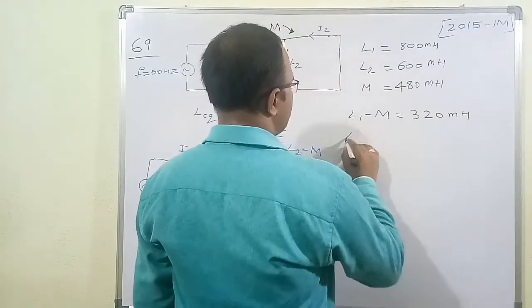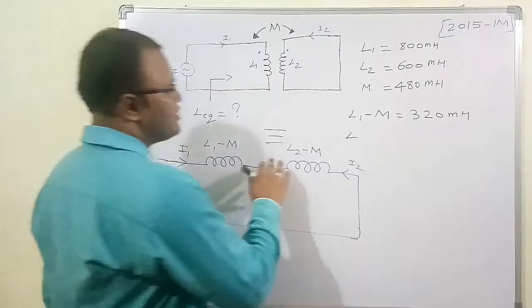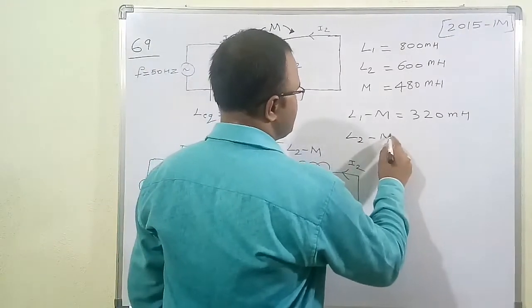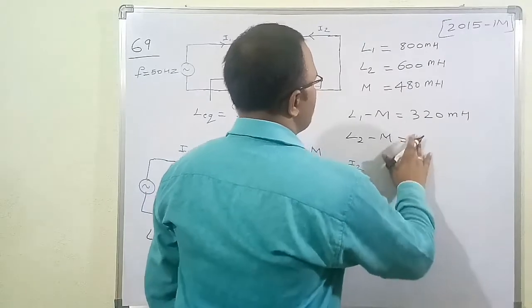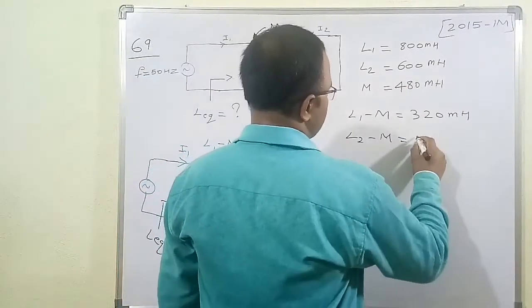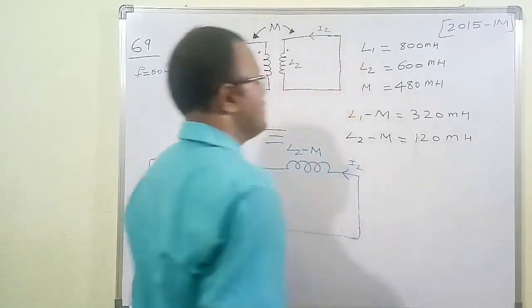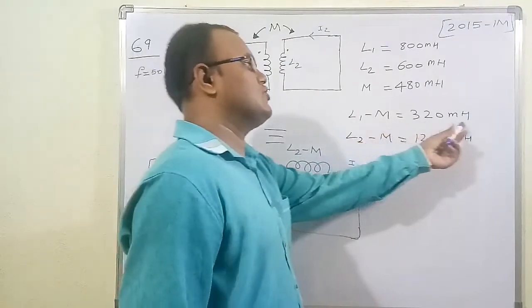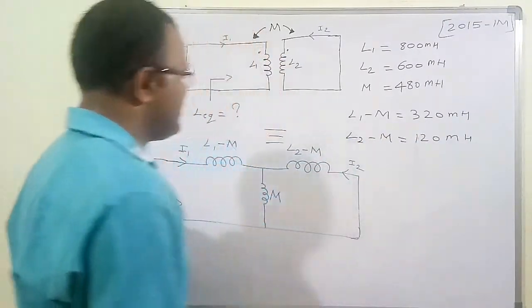Similarly, if we need to figure out the value of L2 minus M, L2 is 600 minus 480, which is going to be 120 millihenry. So L1 minus M is equal to 320 millihenry and L2 minus M is equal to 120 millihenry.